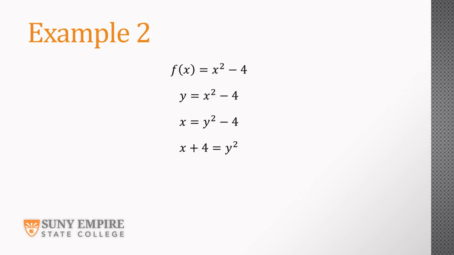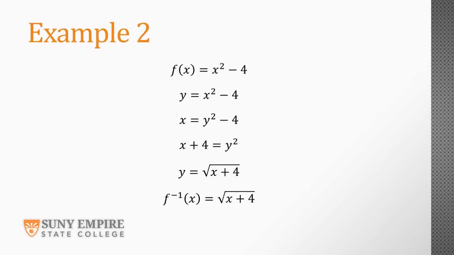Solving for y, first we add 4 to each side of the equation. This leaves us x plus 4 equal to y squared. To finish solving for y, we take the square root of both sides of the equation. We are left with y equals the square root of the quantity x plus 4. This means that f inverse of x equals the square root of the quantity x plus 4.